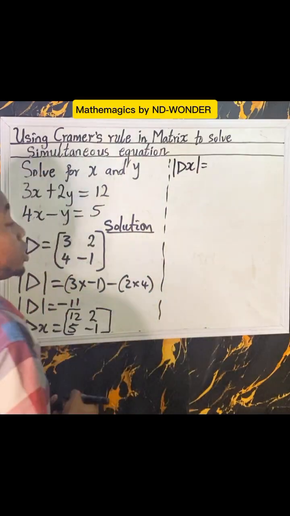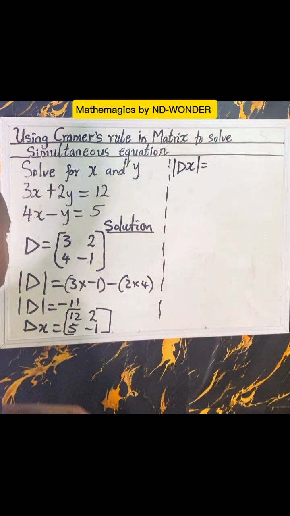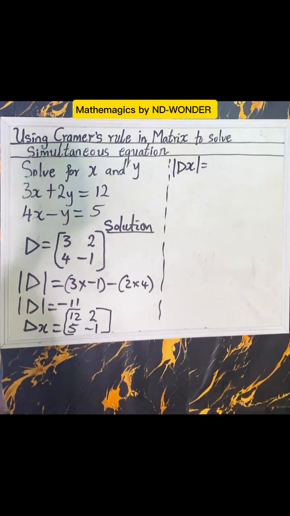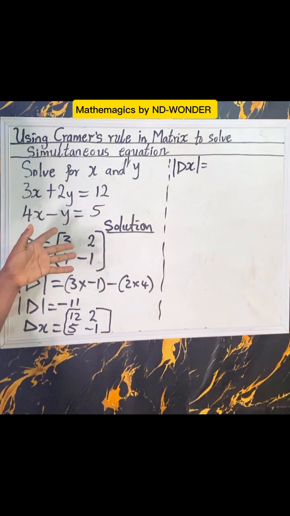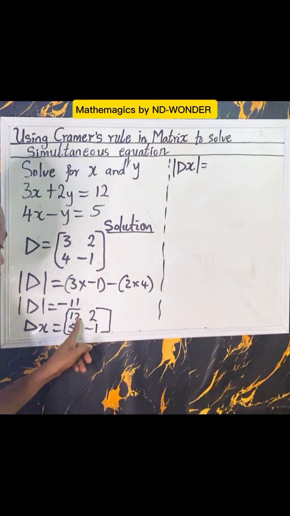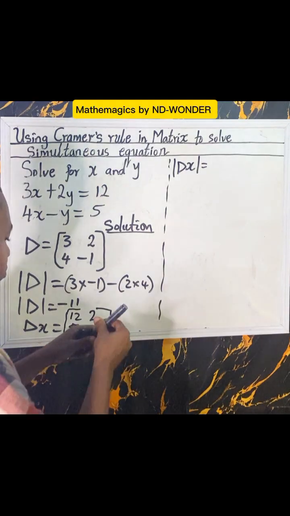Of course, you should be conversant with how the determinant is obtained, which I've done right here. Then you need to multiply the leading diagonal. What is the leading diagonal? The leading diagonal is the one from the top left corner times the bottom right corner. So that is 12 times minus 1. What do you get? Minus 12.